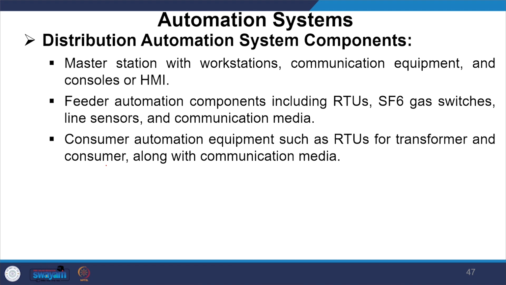Distribution automation system components: a master station with workstation, communication equipment, and console or HMIs. Feeder automation components include RTUs, SF6 gas switches, line sensors, and communication media. Consumer automation equipment such as RTUs for transformers and consumers, along with communication media. Communication methods for SCADA systems.